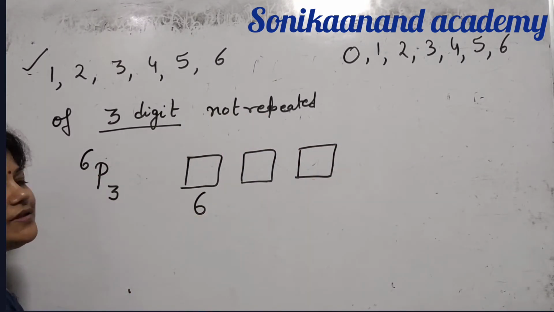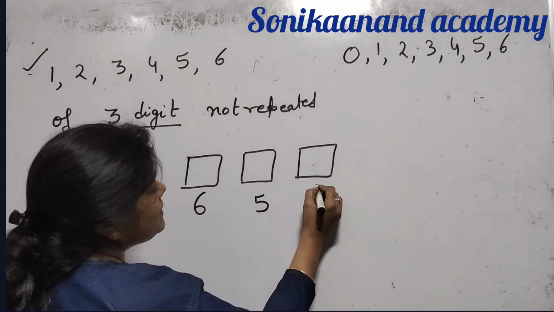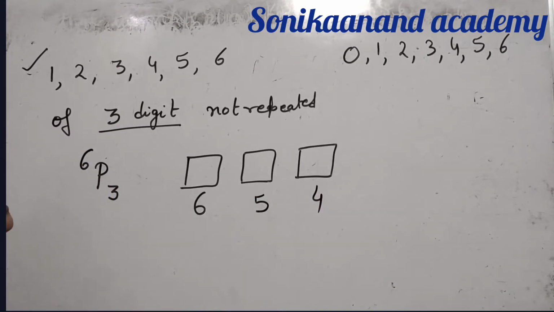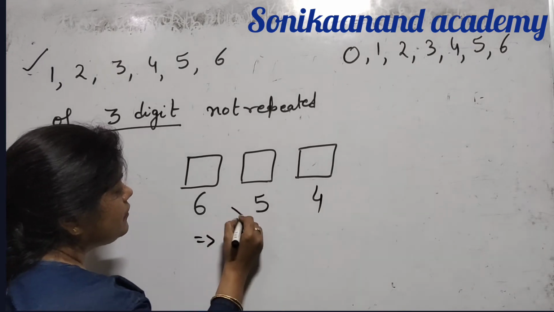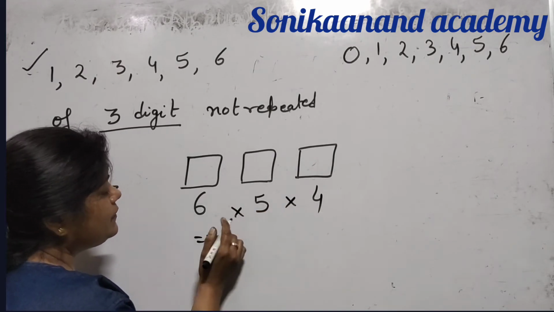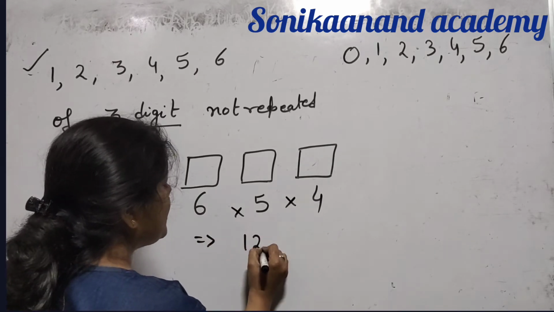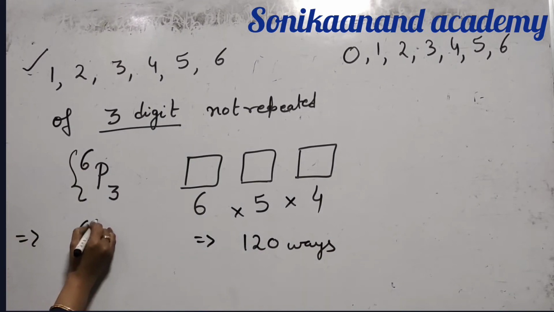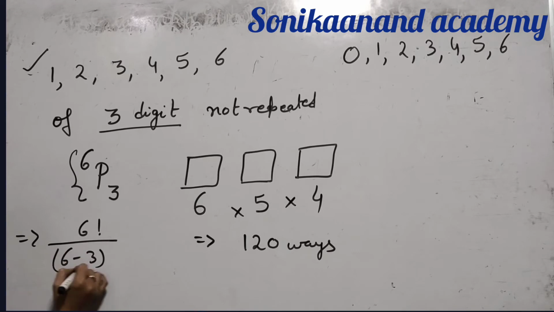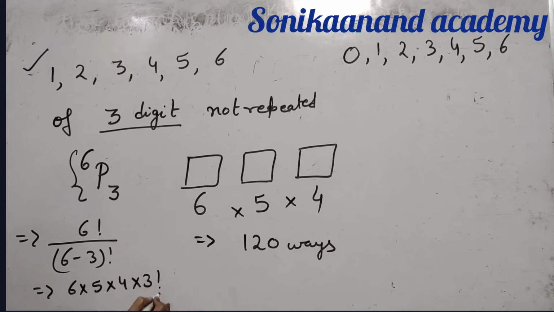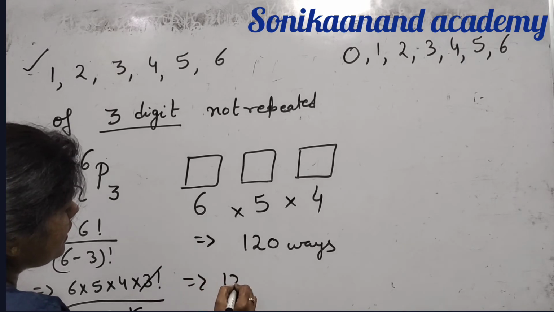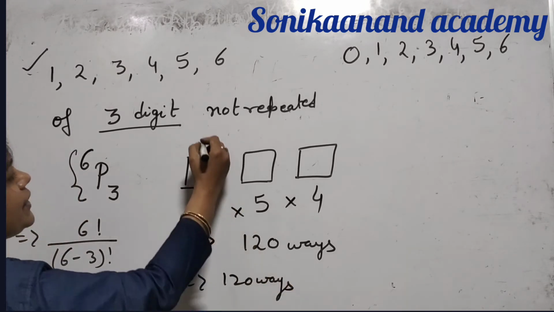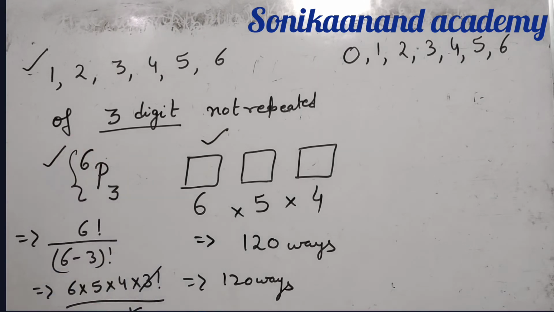Or manually you can do it. We have to frame a 3-digit number and digits are not repeated. So the first place can be filled in 6 ways, the second place in 5 ways, and the third place in 4 ways. Now when you solve this, you multiply all of them. 5 4s are 20, 20 into 6, that is 120 ways. And with the formula, we get factorial 6 over factorial 6 minus 3. So we get 6 into 5 into 4 into factorial 3 over factorial 3. It gets cancelled and we again get the same answer, 120 ways. So either you can do it manually or you can use the formula.